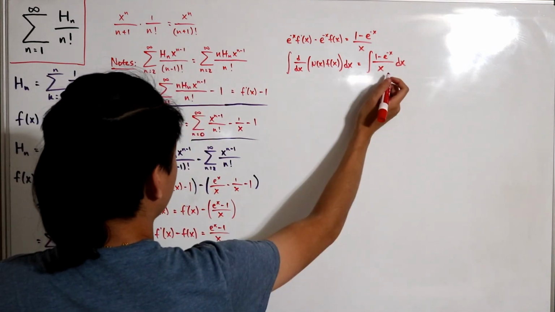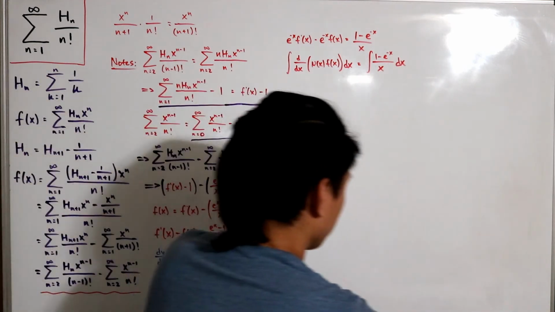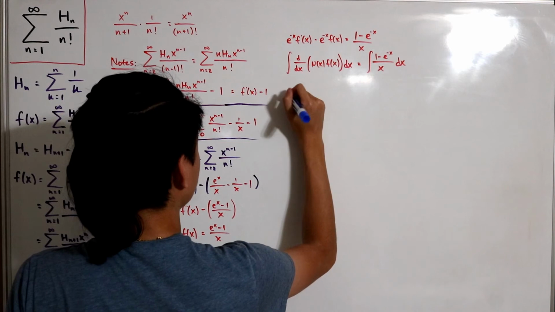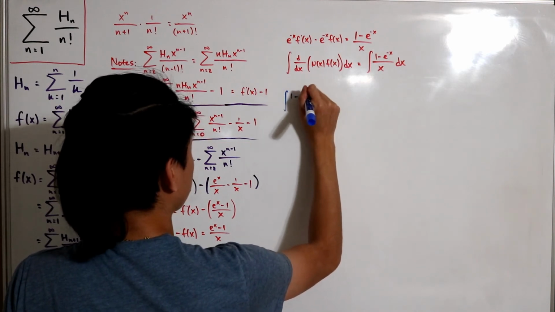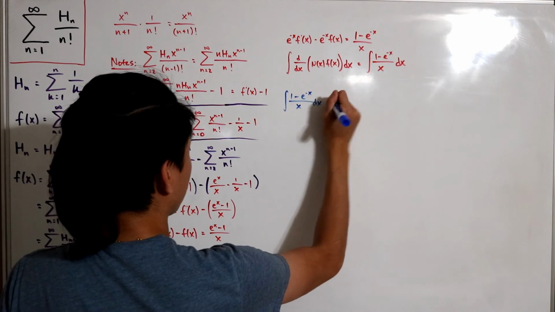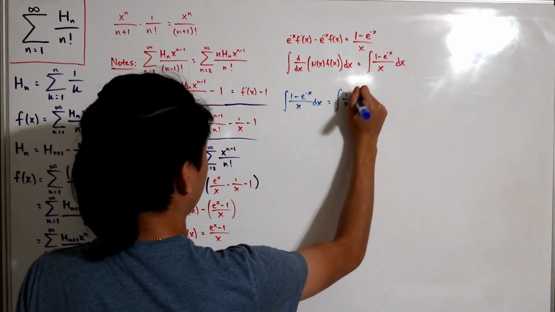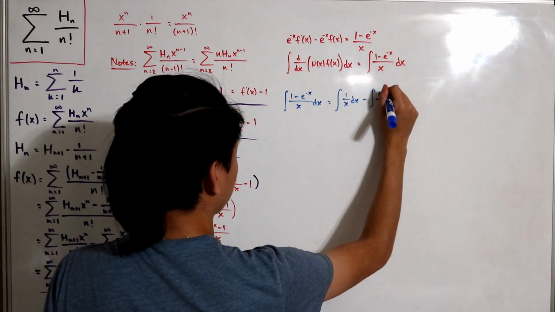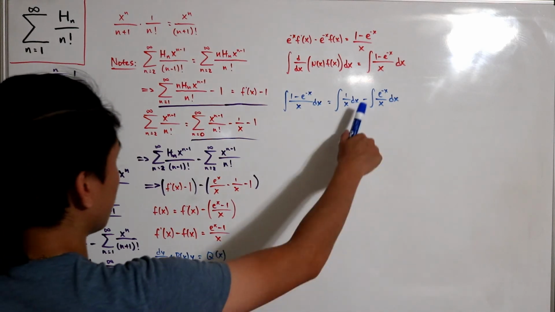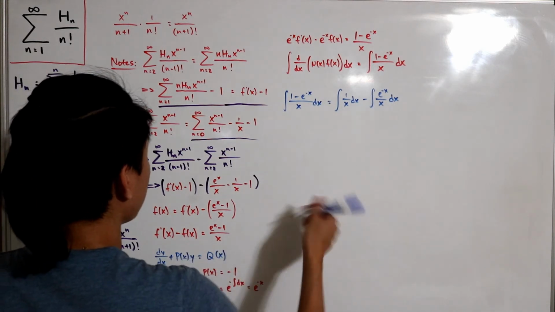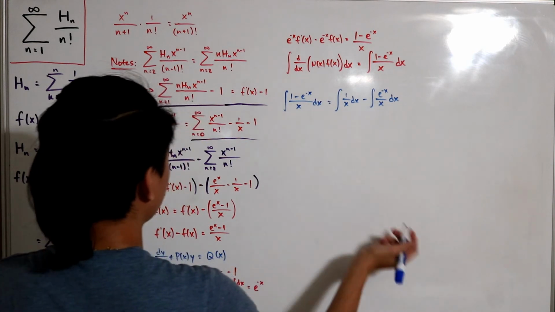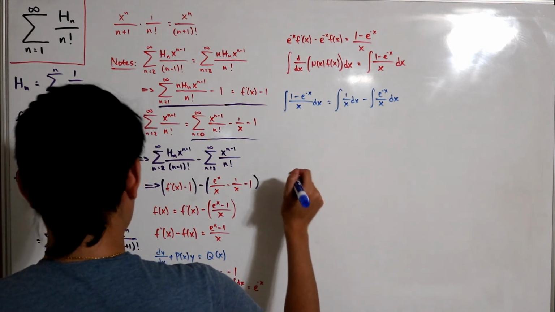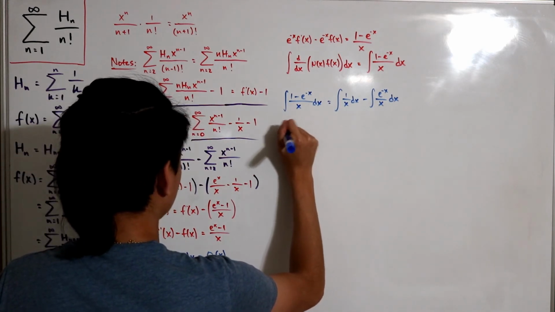Now you see from here on the right hand side, I'm going to go to blue for this. So as you can see, the integral of 1 minus e to the negative x over x dx could be rewritten as the integral of 1 over x dx, and then subtract that with the integral of e to the negative x divided by x dx. And then here's the interesting thing about this indefinite integral. If you integrate this, you'll actually get the special function known as the exponential integral.